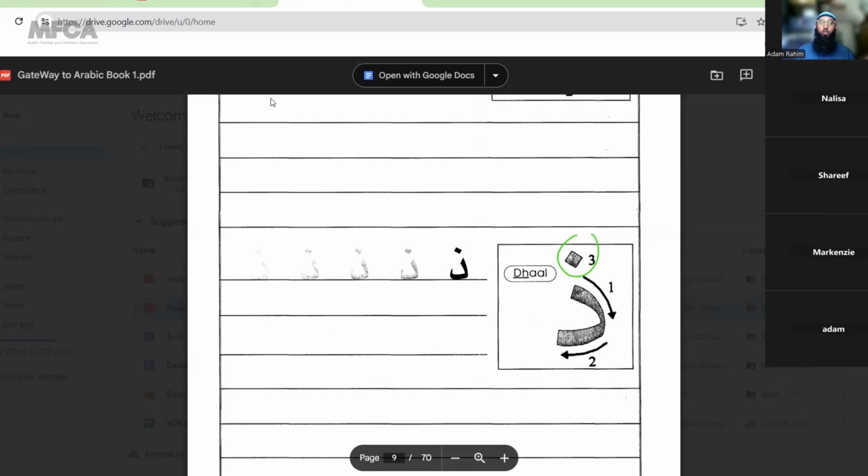Now, I want to practice this just a little bit because some students typically have some issue with this. So let's go one by one. When I call upon you, please unmute yourself, pronounce the letter slowly, and then mute yourself once again. Brother Adam, please. Dal. One more time, please. Dal. Perfect. Jazakallah khairan. Brother Hussein. Dhal. Yeah, very nice. Brother Markenzie, please.